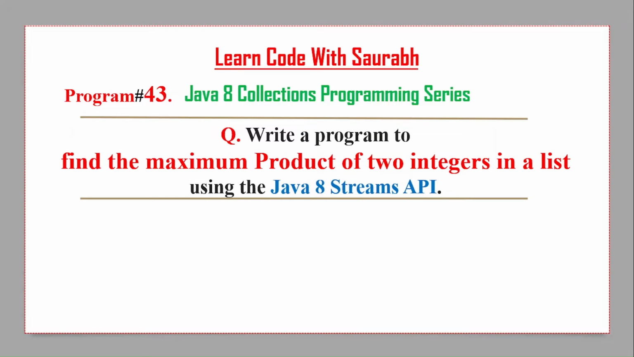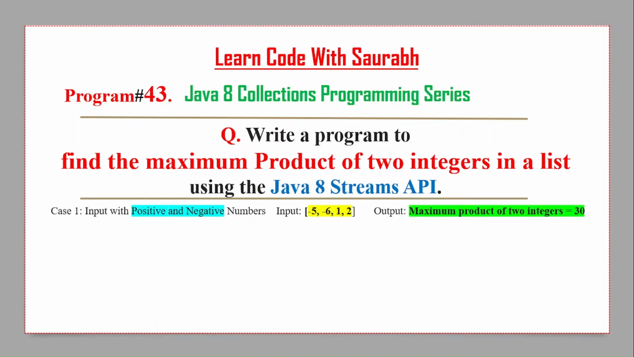Today I am going to show a program to find the maximum product of two integers in a list using the Java Arrays API. So I will take some test cases, like some sample input.